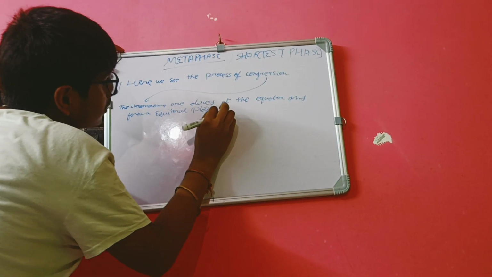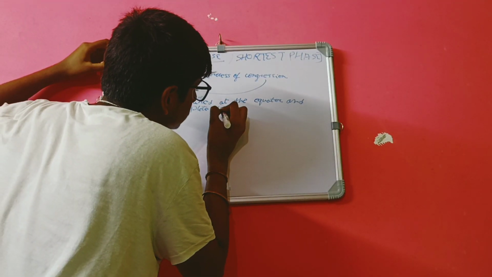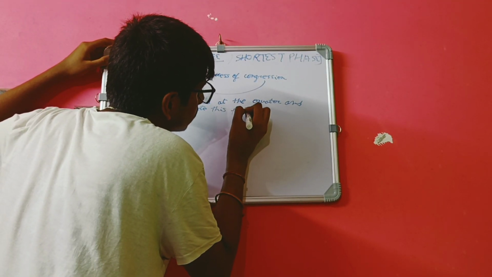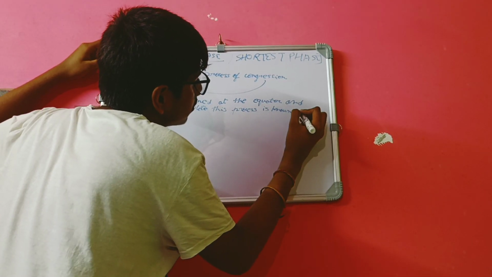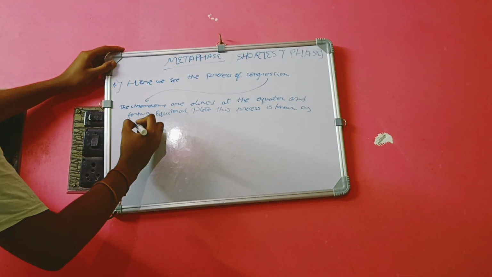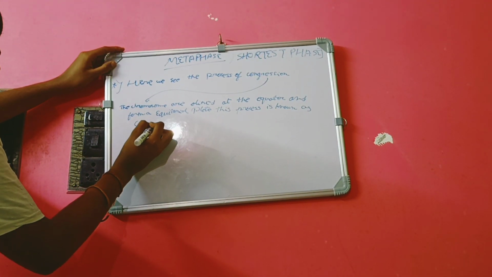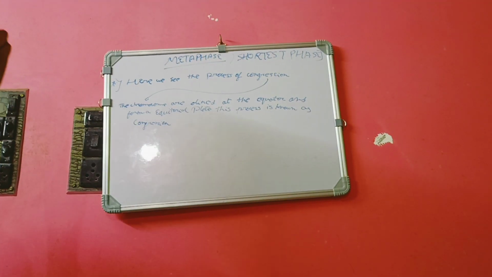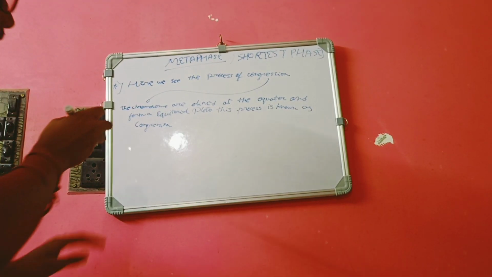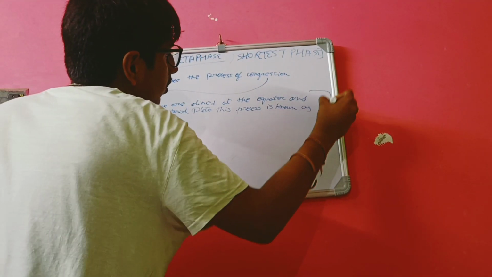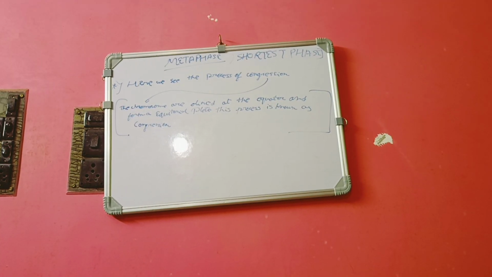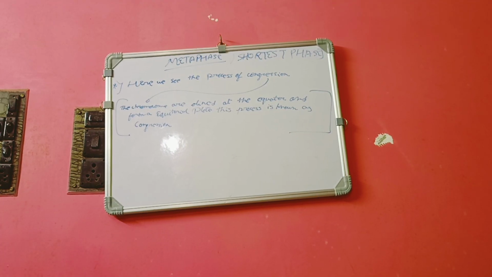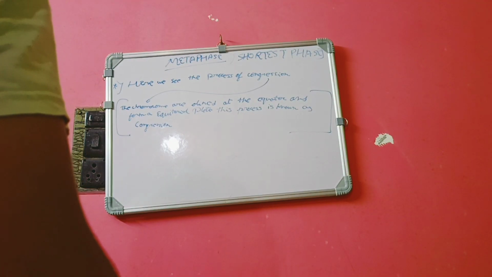And this process is known as congregation. Write down this process also, congregation. In a box you have to write it down. Now the next point.